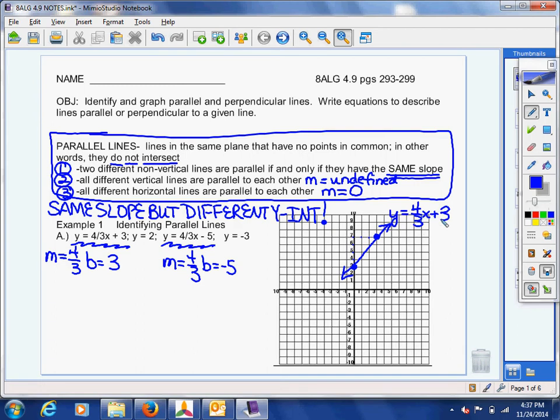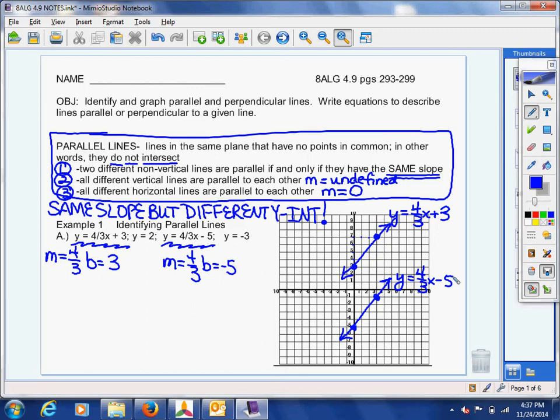And then I'm going to do it again for -5. And I just wanted to show you, start here at -5. 1, 2, 3, 4, 1, 2, 3. Here it is. I just wanted to show you that they're going to lean the same way. And if I extend them either direction, they're never going to crisscross. They're going to stay infinitely the same distance apart. So these are parallel lines.